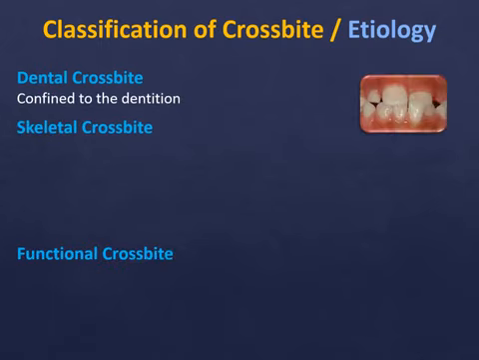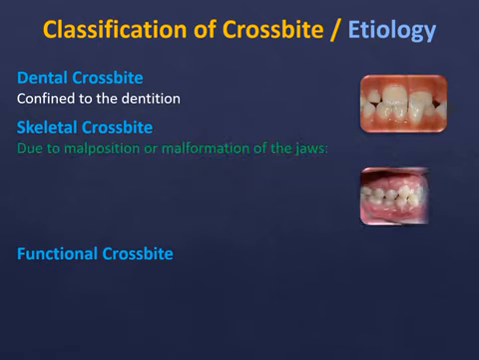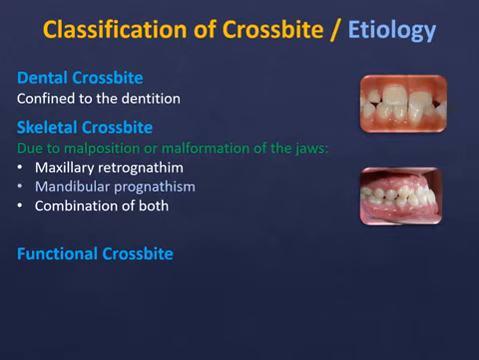Dental crossbite is usually confined to the dentition with no skeletal or bony involvement. In case of skeletal crossbite, this could happen due to malposition or malformation of the jaws. For example, maxillary retrognathism, mandibular prognathism, or combination of both. This could happen usually in skeletal class 3 malocclusion.